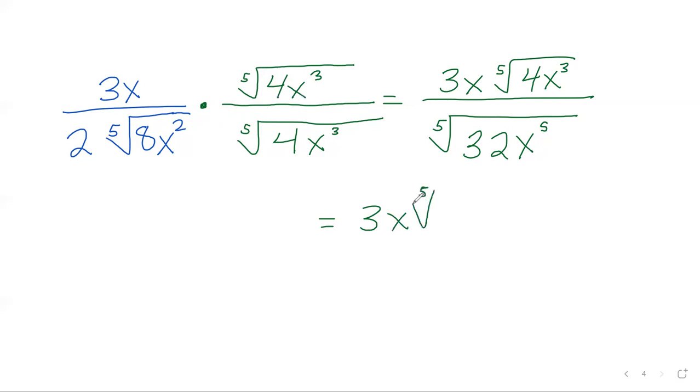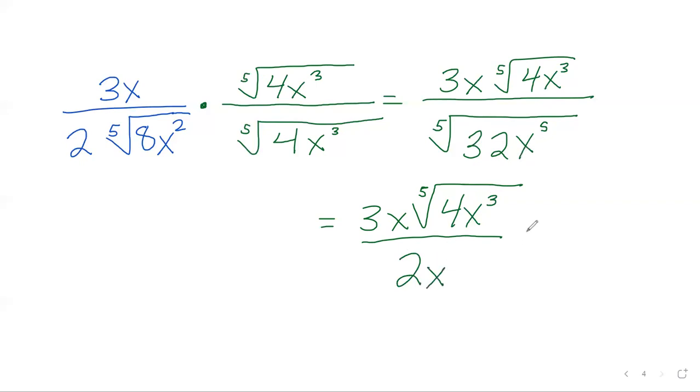3x times the 5th root. Make sure when you're writing these that they're clearly inside the radical, so that it doesn't get confused with being an exponent on that. Just a little note there. Over, and remember, we came up with this on purpose so that it would simplify. The 5th root of 32 is 2. The 5th root of x to the 5th is x.